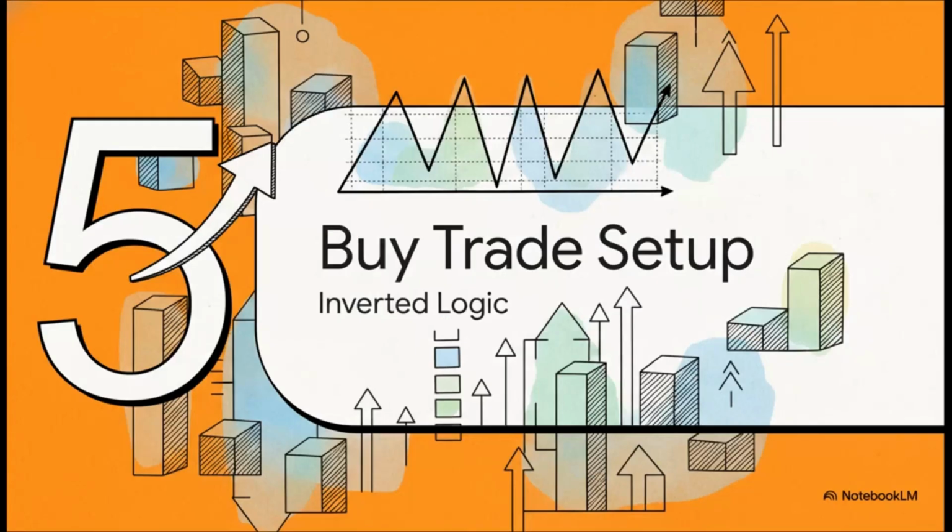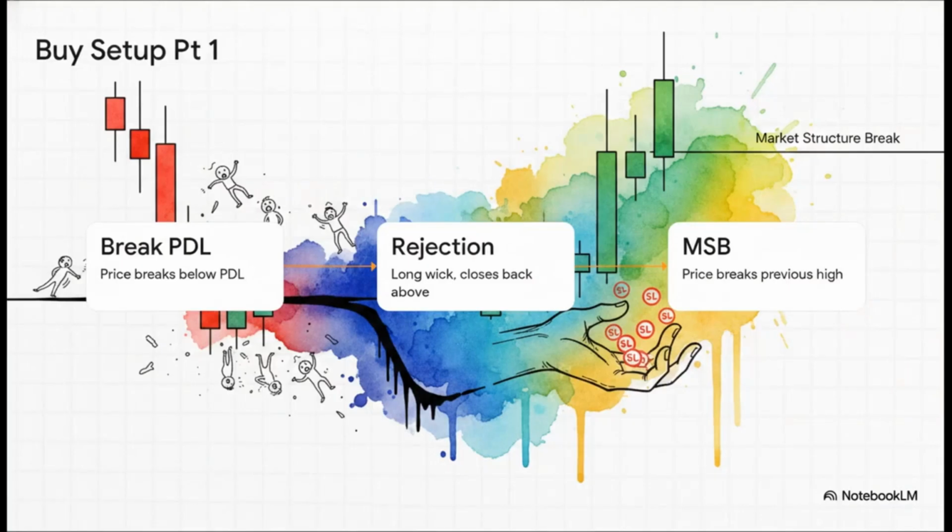Section 5. Let's flip the script and execute a buy trade. First, you've got your previous day low marked. The window opens and you watch the price tank below the PDL. Retail traders start panic selling the breakdown. But wait, a crucial long wick forms, rejecting those lows, and the candle closes back above the line. Smart money just bought up all those retail sell stops.